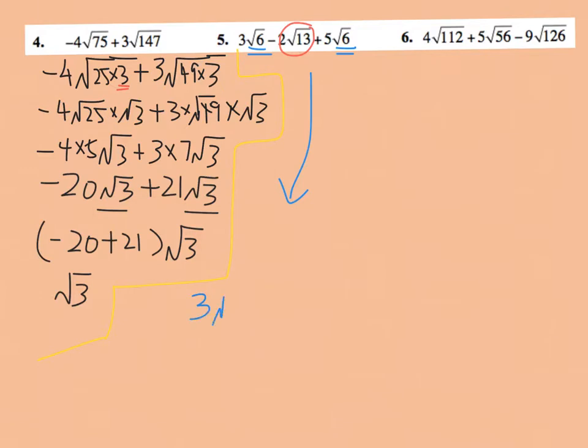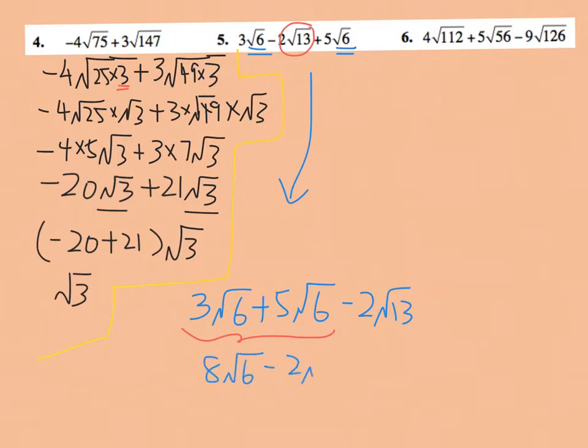So you have 3 root 6 plus 5 root 6 minus 2 root 13. We are applying the commutative property of addition. Move the terms around so that we can combine them. So in this case, you will end up with 8 root 6 minus 2 root 13. And the radicands cannot be simplified further, and they are unlike radicands, so you cannot combine them further, and that's the final answer.